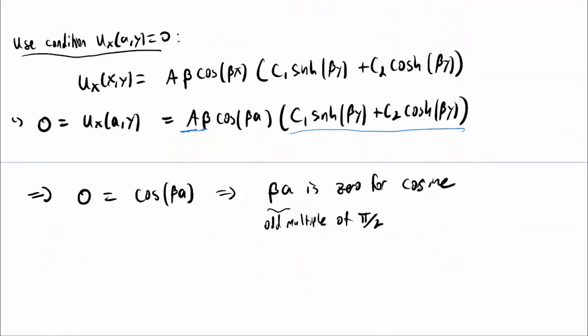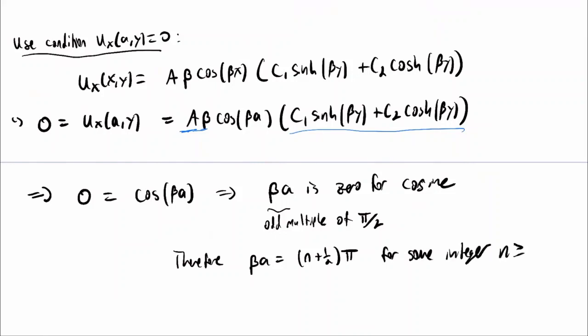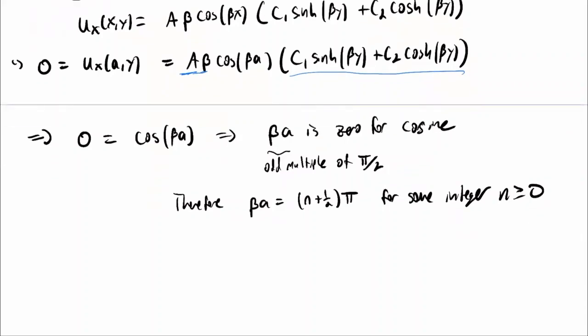And so one way to write this is that beta a is equal to (n plus 1/2) times pi for some integer n bigger than or equal to 0, because I can replace n by 2n over 2, and then I have (2n plus 1) over 2, which is an odd number over 2 times pi, which is exactly what we just said. And so then this tells me that I know what beta is in terms of a. Beta is given by (n plus 1/2) pi over a for some integer n.